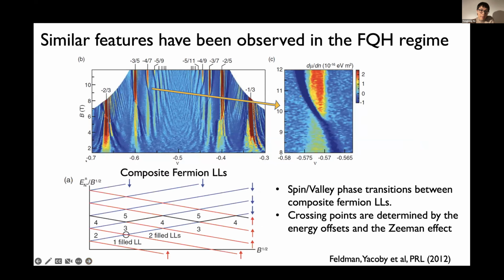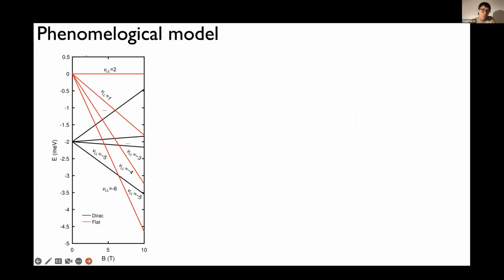The reason this happens is that in the fractional quantum Hall regime, you have composite fermion Landau levels, and you have a lot of degeneracy, or possibilities for choosing which level to fill. All these interruptions correspond to spin and/or valley phase transitions between these composite fermion levels. The magnetic field at which this crosses, or where the incompressible state gets interrupted, is governed by the energy separation between these levels and also the Zeeman effect. And what we can do is construct a very similar phenomenological model.